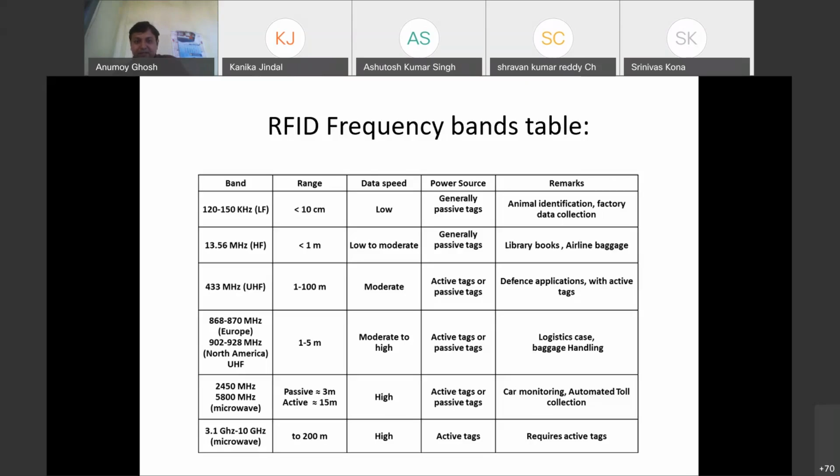As you can see from the table, for vehicle management we generally use the 2.45 gigahertz to 5.8 gigahertz range, and generally we use passive tags for this. But there is also a hybrid model, because every car comes with a battery, so the source of power can be taken from the battery.